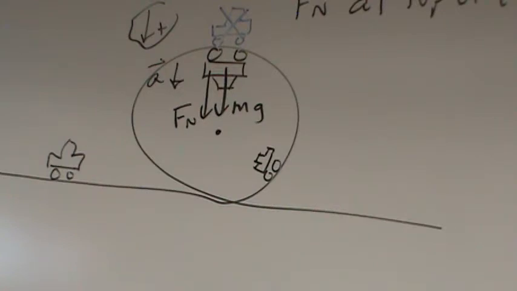You are correct. So the force is equal to ma, and then acceleration is v squared over r. And normal force plus mg equals the mass times the velocity squared over the radius.